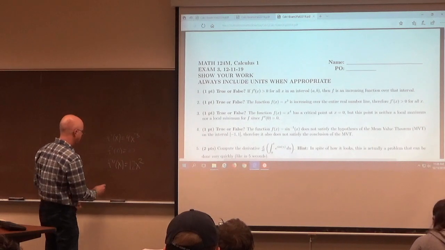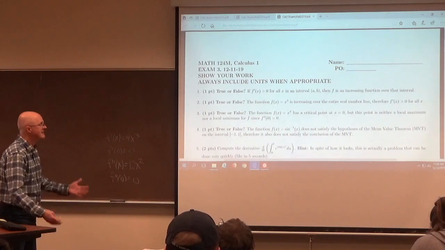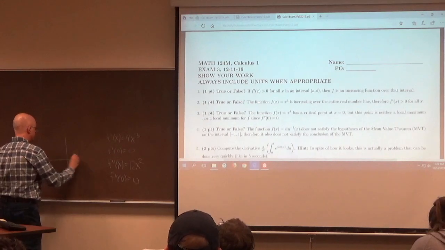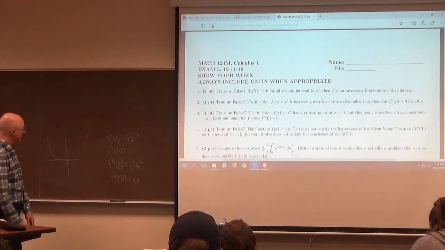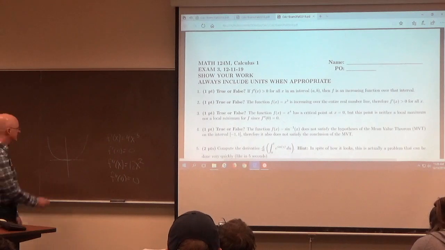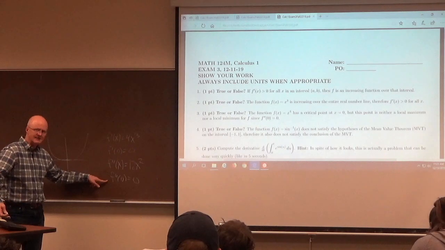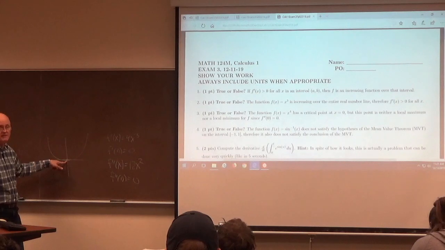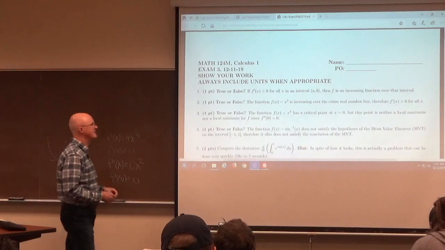Yeah, f double prime of 0 is 0. But that doesn't mean there's not a local max or min. That's what I'm trying to say. If you graph the function, it does have a min. So you need to think about graphs as well. This is the example that's just very flat near 0. So even though f double prime is 0, which means the second derivative test doesn't tell you anything, there is in fact a local min. In fact, it's even a global min. That's the lowest point. It can never be below 0. And that makes this problem false.